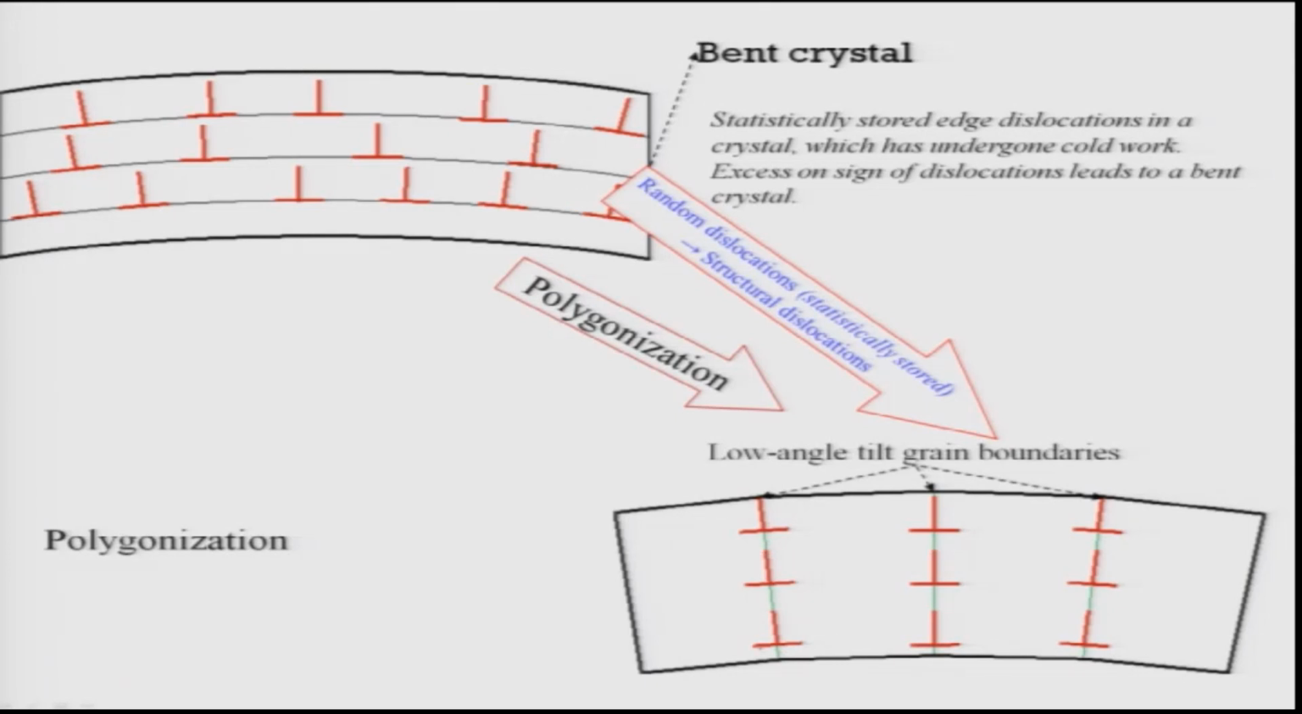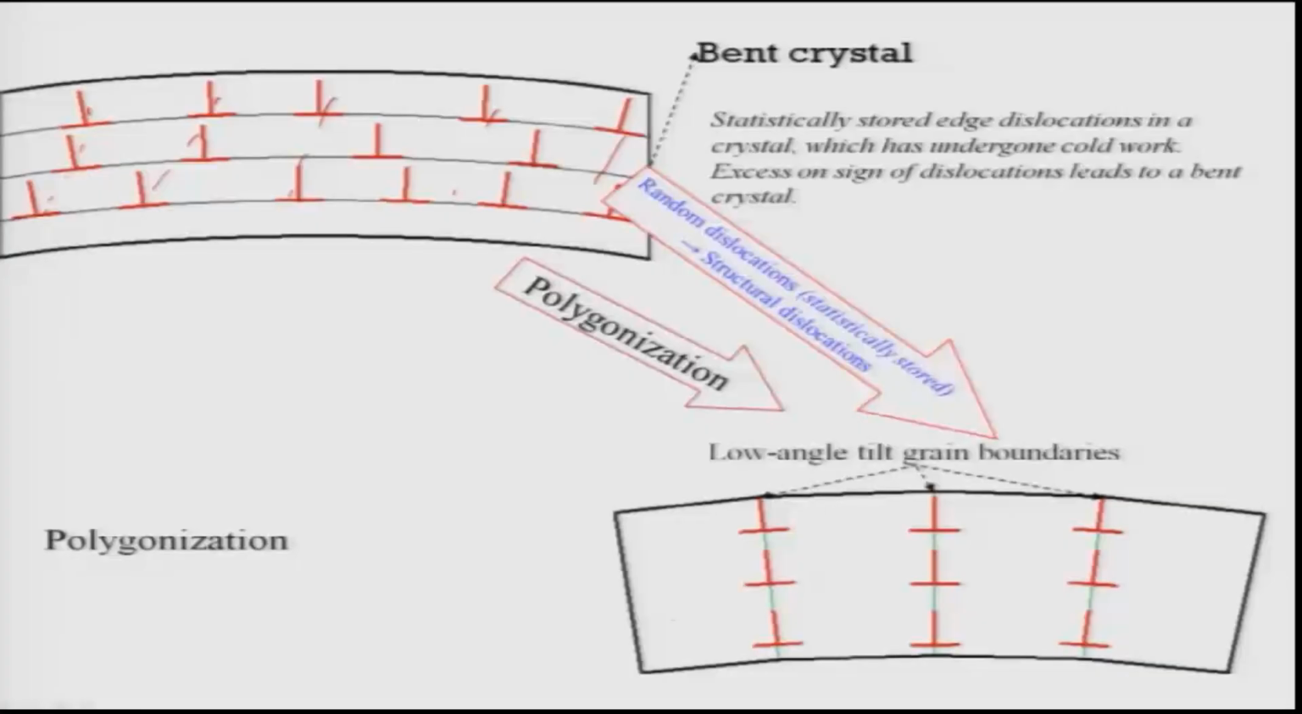Instead of arranging on a line, you see they are arranged on 3 different lines, arranged vertically. These things are coming vertically on top of each other, and therefore they form low angle tilt boundaries. Very simply, if we go back to my earlier lectures in this course about boundaries, tilt boundaries and twist boundaries, a tilt boundary is nothing but a vertical arrangement of dislocations. So this is the way these dislocations can arrange nicely, and this is known as polygonization.